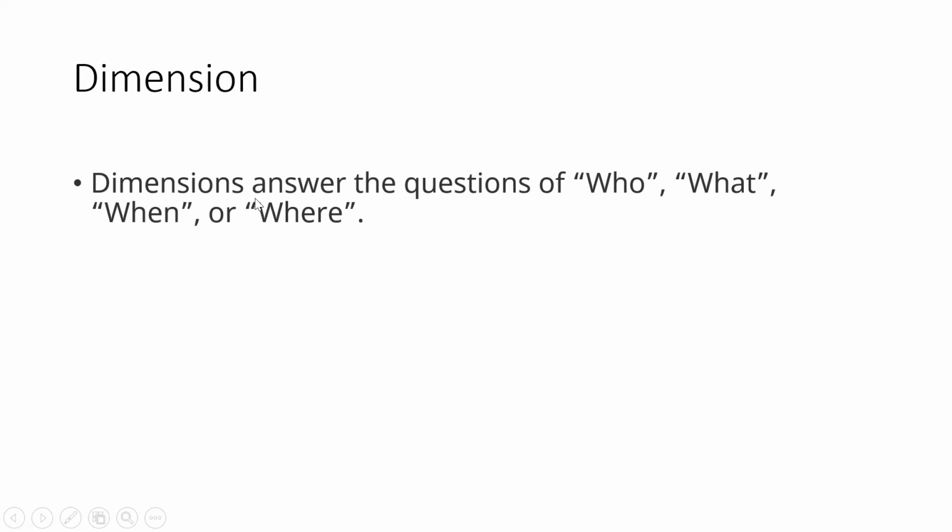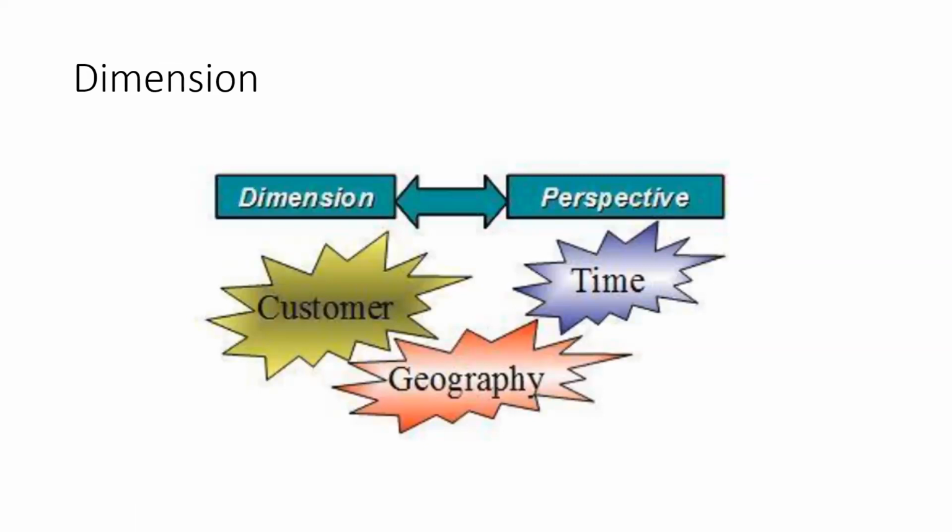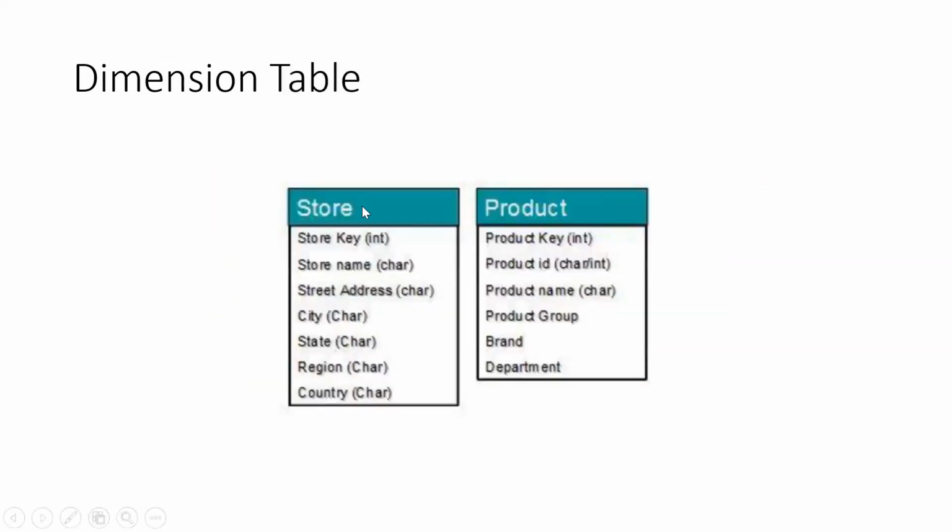Similarly, dimensions I have mentioned earlier. If we question the data with who, what, when, where, the tables giving those answers are dimension tables. So there are different types of dimensions. I have provided two examples, store and product. In product, all the product-related information should be there: product key, product ID, product name, product group, brand, department. Store is a dimension also: store key, store name, street address, city, state, region, country.